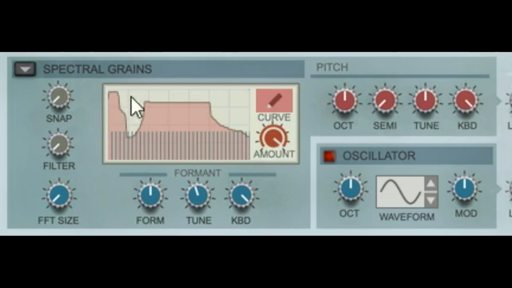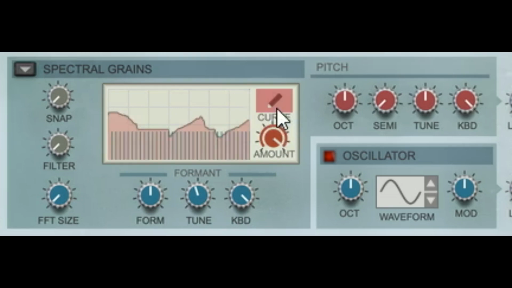So if I do all low end, then I get all low end. If I do high end, it's like I have my own EQ built into it right there. Maybe it's not doing it exactly the same way a regular EQ would, but that's what's going on.